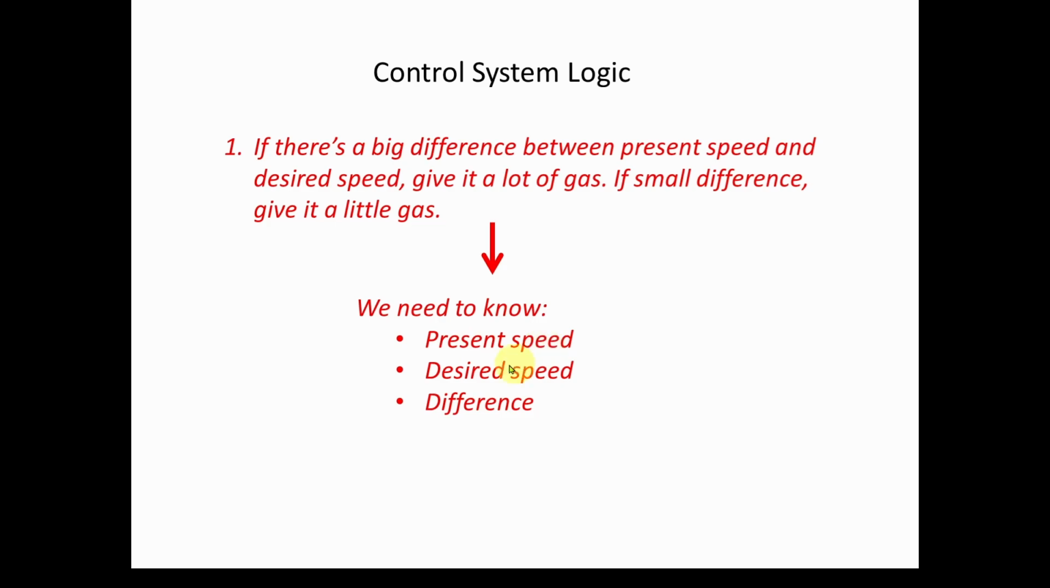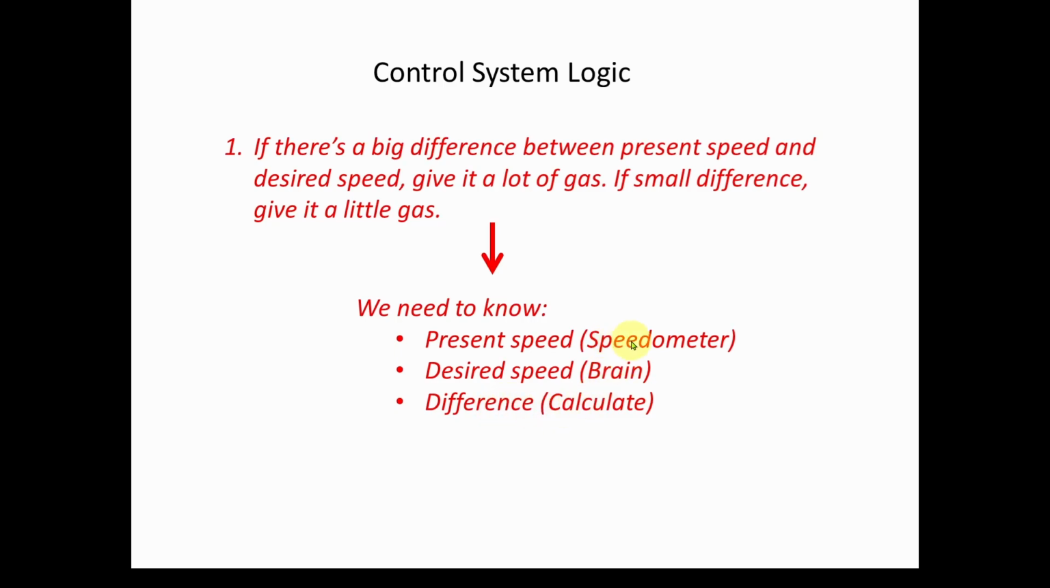We know where we are, we know where we want to be, and we need to calculate that difference. The present speed in our case is from the speedometer. We can look at that. The desired speed is in your brain, whatever speed you want to attain. The difference, you do a subconscious calculation to come up with a difference.